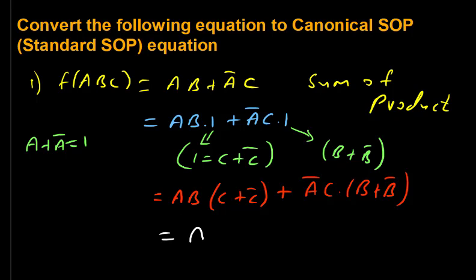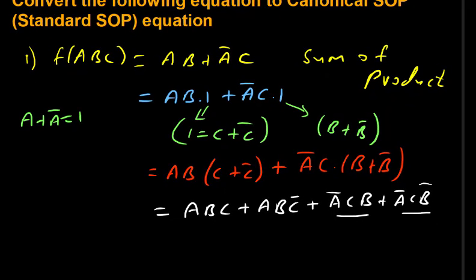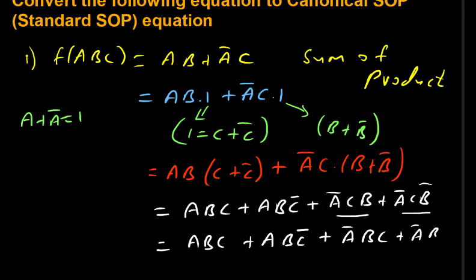So we have A, B, C or A, B, C bar, or A bar, C, B or A bar, C, B bar. We can even rearrange this as A bar, B, C. It will not change the expression, but it is just for simplicity. So this is what we have: A, B, C or A, B, C bar or A bar, B, C or A bar, B bar, C.